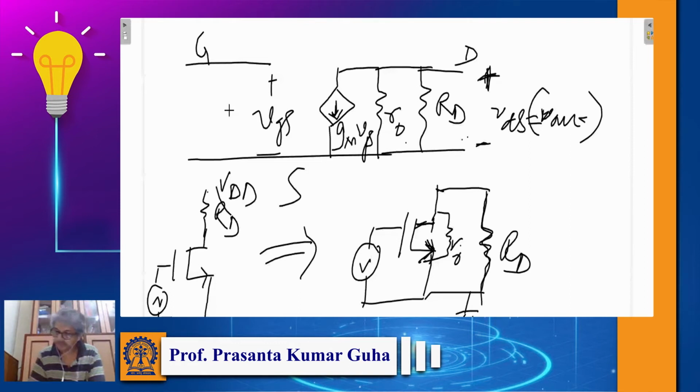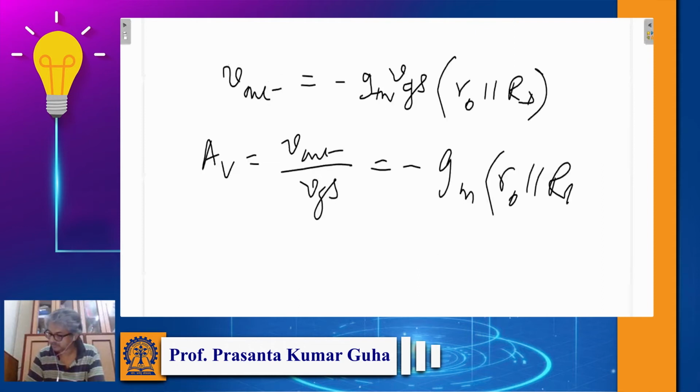So we can write the voltage gain, V out over VGS, that is equal to minus gm R0 parallel RD.